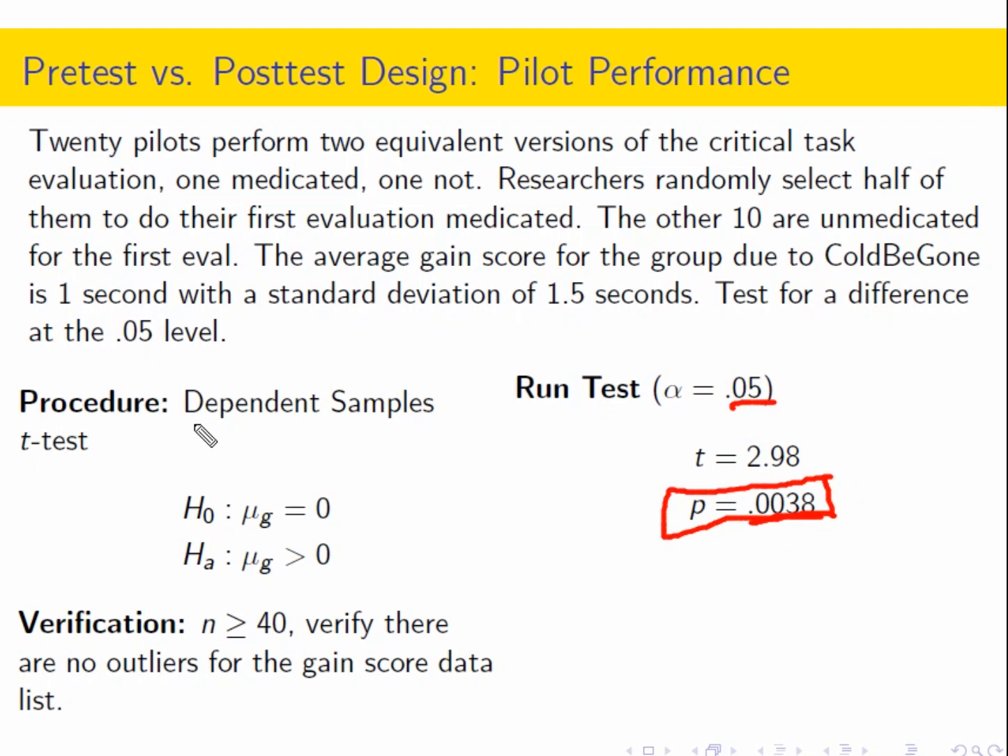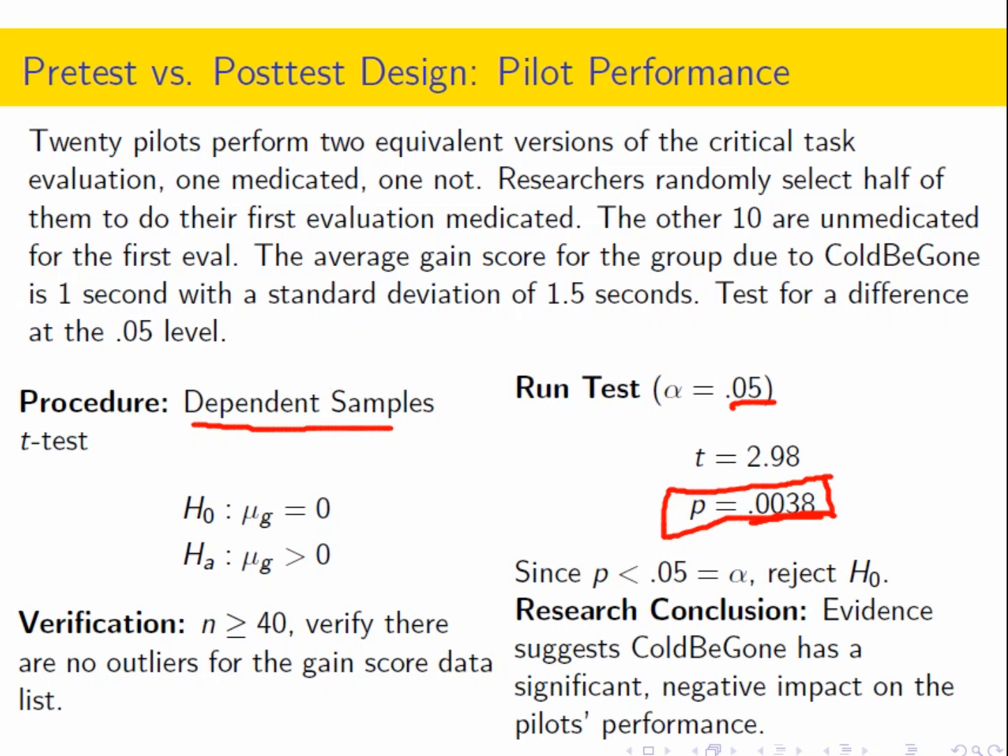So this is much stronger evidence. Why? Because the matched pairs t-test is a much more sensitive design. Since p is less than alpha, we reject the null, and now we have really strong evidence that this cold begone has a significant negative impact on the pilot's performance.